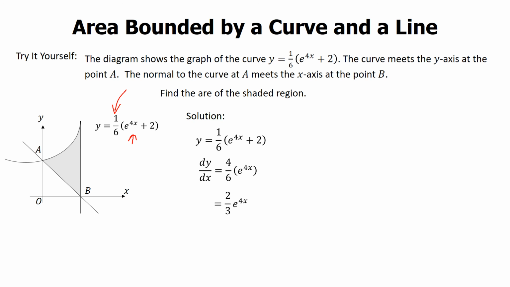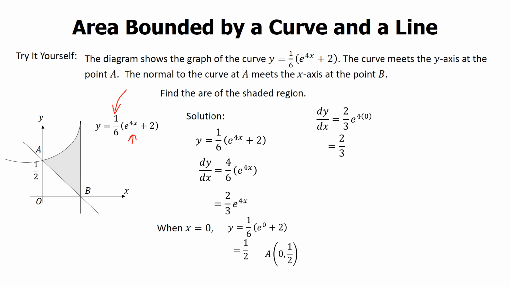Then it is 2 over 3 e to the power 4x. When x is 0, we get y equals 1 over 6 e to the power 0 plus 2, where y equals half, which means the coordinates of A is (0, half). Okay, so we are trying to find the equation of the normal. Now, when you substitute x equals 0, dy over dx is 2 over 3 e to the power 4 times 0, we get 2 over 3. So this is the gradient of the tangent. And to find the gradient of the normal, it will be negative 1 over the gradient of the tangent, which gives us negative 3 over 2.